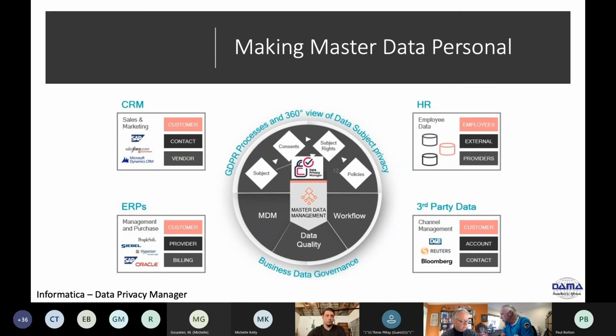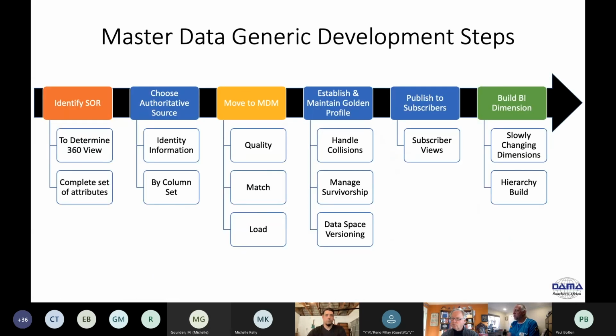In HR, they're called providers. And then in third party, they could be an account or a contact. So different terminology, different glossary that are synonyms for the actual customer or vendor itself. So there's another challenge that you have to harmonize and almost describe synonyms for that.